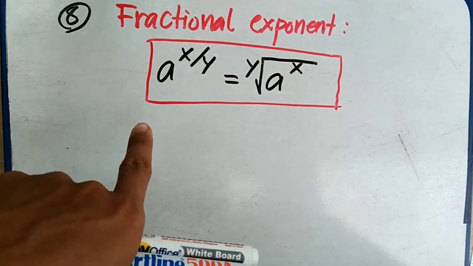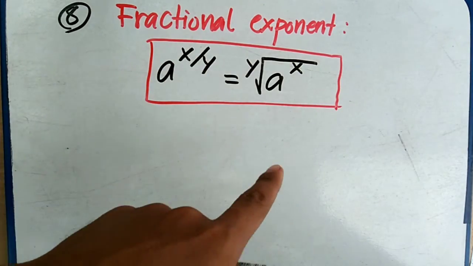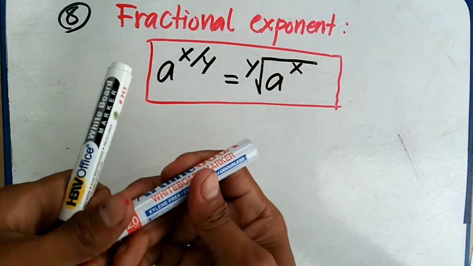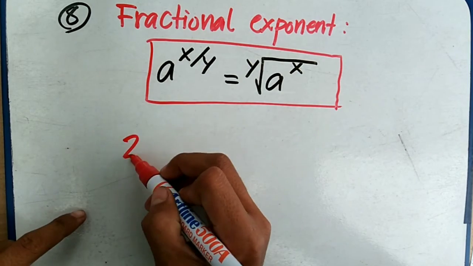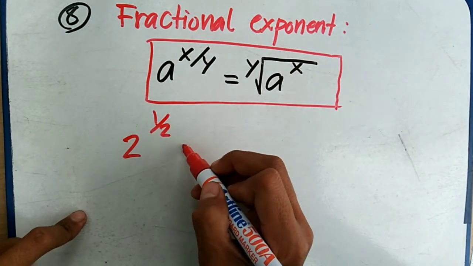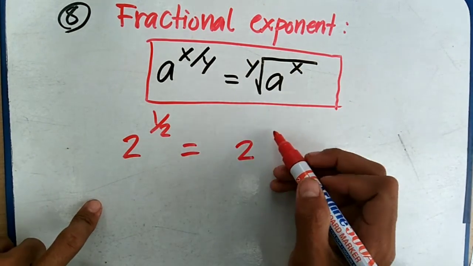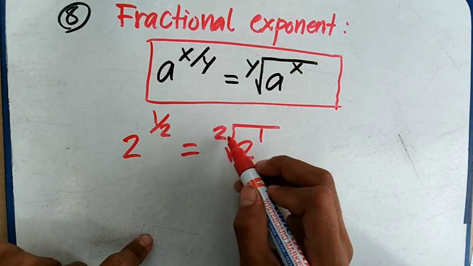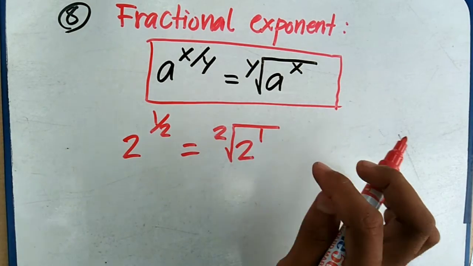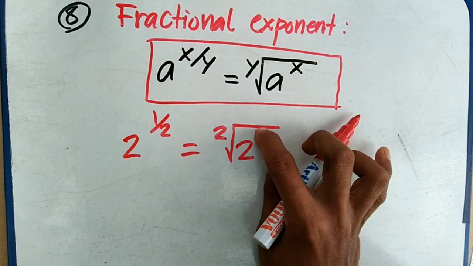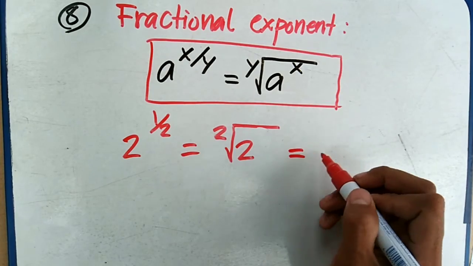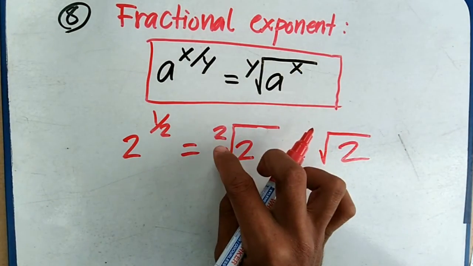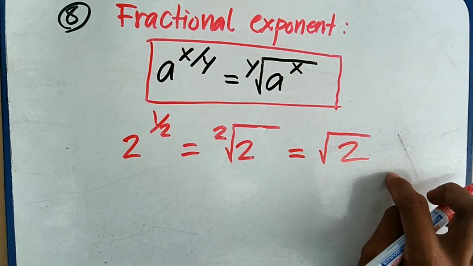The last law of exponent is the fractional exponent. In the form a raised to x over y is equal to the y root of a raised to x. Example, 2 raised to 1/2. x is 1 and yung sa labas is 2. So, we can write it as square root of 2. And pag square root, pwede natin tong isulat na ganito.